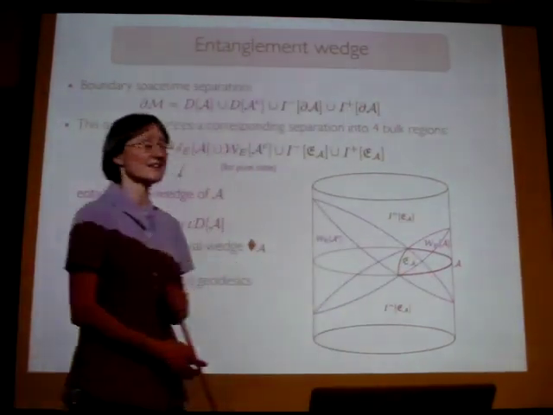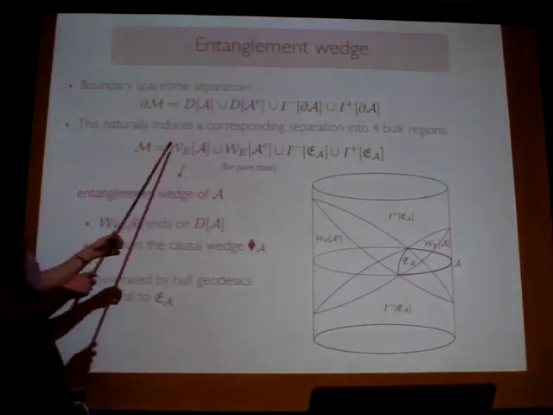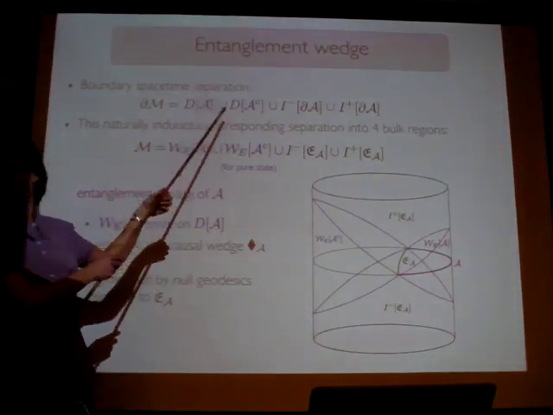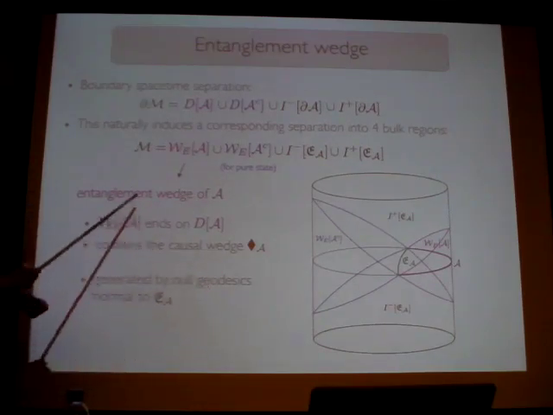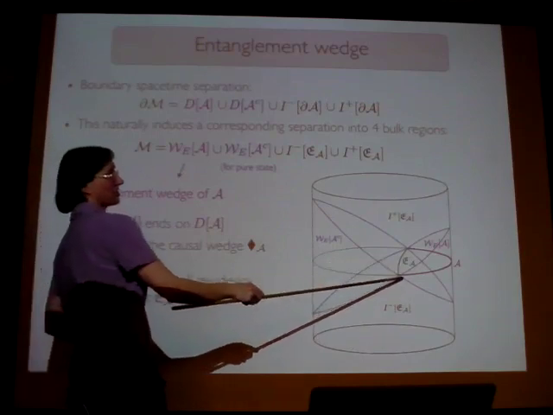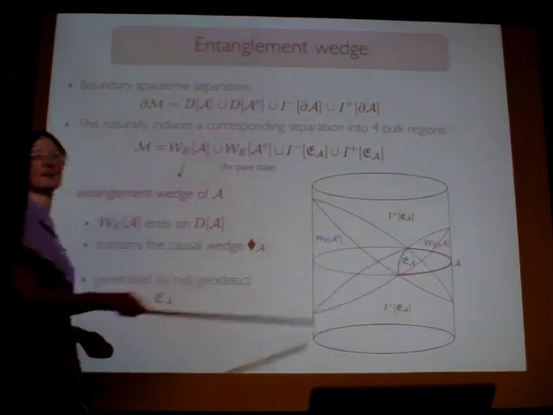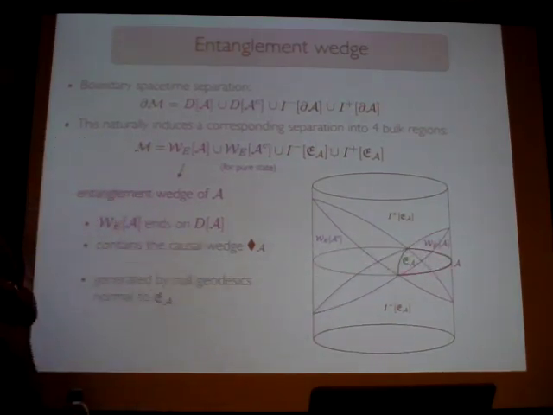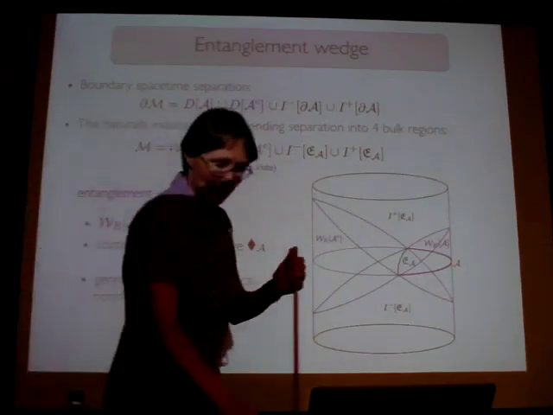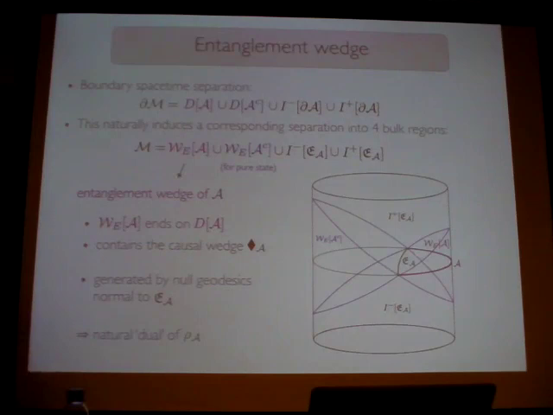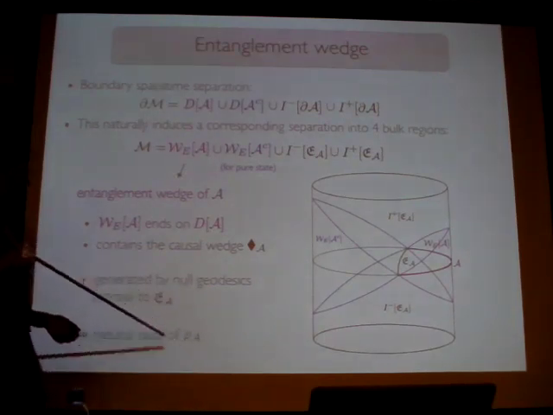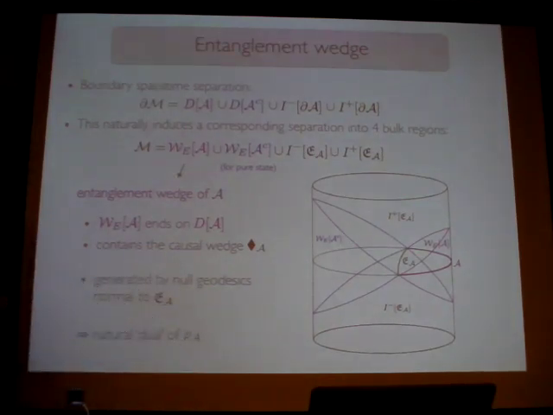And there is a natural decomposition of the bulk that you can make that mimics very much the boundary decomposition. And this allowed us to define a quantity that's very naturally associated with this region called the entanglement wedge. So we propose that this entanglement wedge is the natural dual of the reduced density matrix.